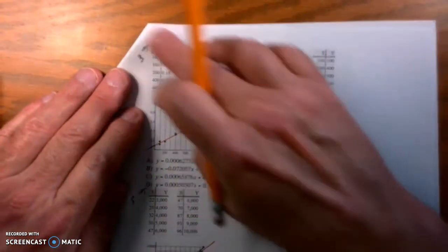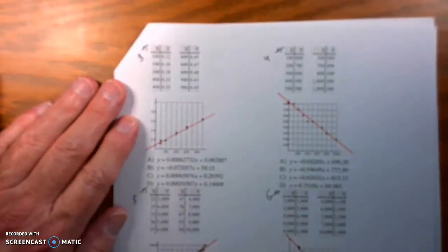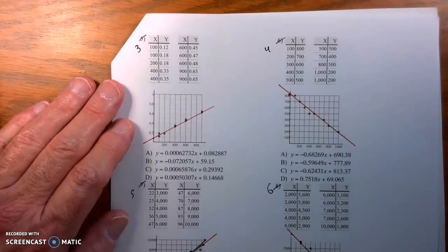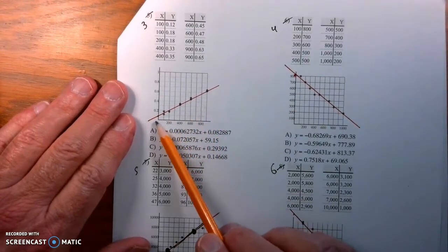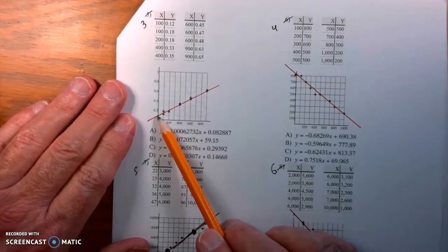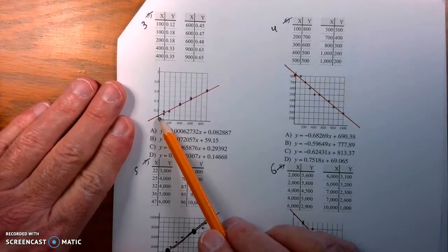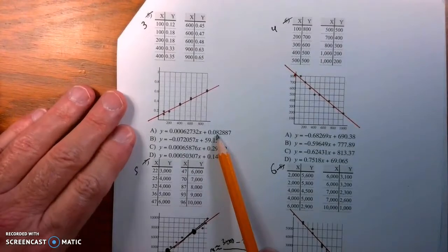Y'all, this is actually number 3 in the exit ticket. I'm going to wait a minute for it to get in there. All right, here's the line drawn. It's coming down here. Looks like it's below 0.1. Less than 0.1. Take a look here. Less than, it's got to be 0.08.